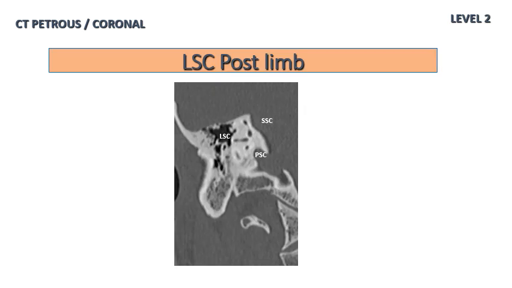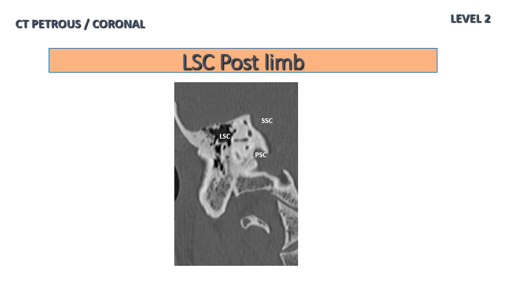Moving anteriorly, we will be at the second level, the level of the posterior limb of the lateral semicircular canal. Please note that the lateral semicircular canal has two limbs, the anterior limb, which opens in the ampulla of the vestibule, and the posterior limb. So this is the level of the posterior limb of the lateral semicircular canal.